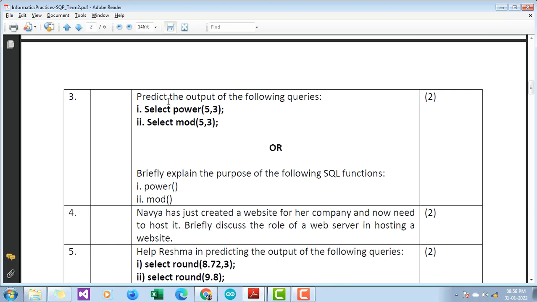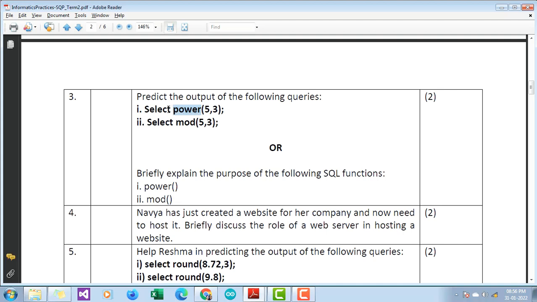So actually, this is what I was talking about. Power and mod functions are not described in the syllabus, but are there in the sample paper. Don't worry, these are very simple, and only a few functions are mentioned in class 11th. Targeting them, these are the questions. So power, basically 5 raised to the power 3 will be the answer.